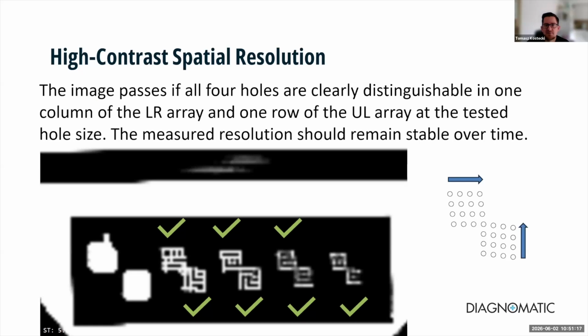The image passes if all four holes are distinguishable in one column of the lower right array and one row of the upper left array at the tested hole size. The measured resolution might be different in the top-bottom and left-right directions. This is normal. So just write down two values in columns. The measured resolution should remain stable over time.